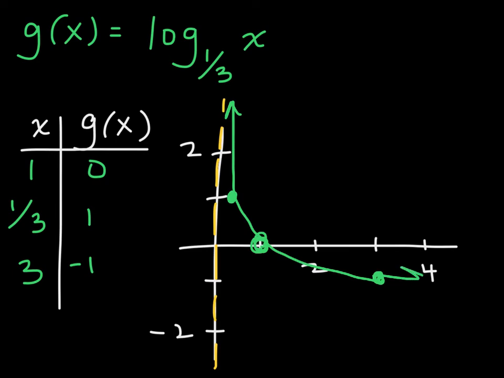Now this curve would be considered going down from left to right. Your function values would be too. So this function would be considered decreasing. Notice your base is a value between 0 and 1. It's a fraction that's less than 1, and the function is decreasing.